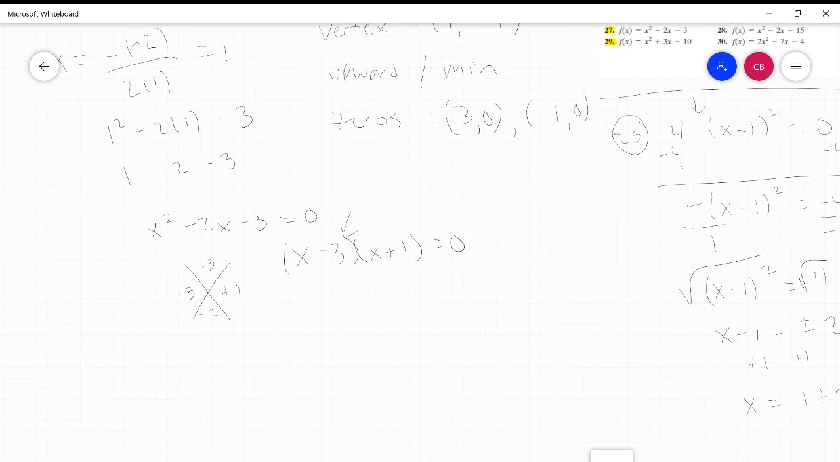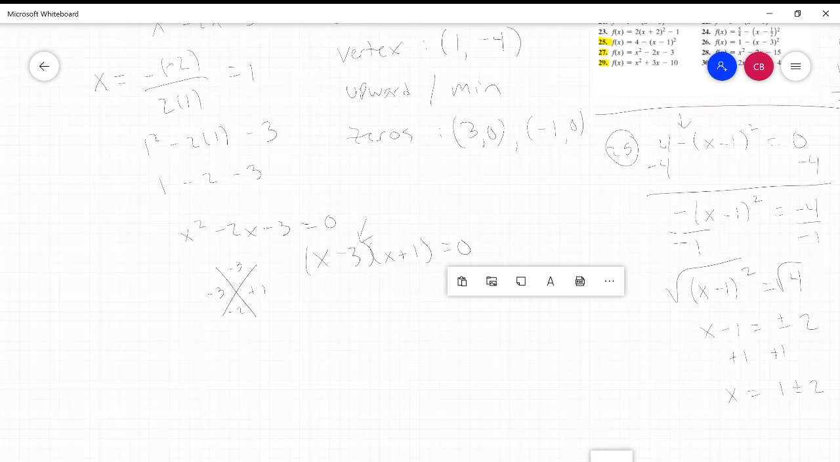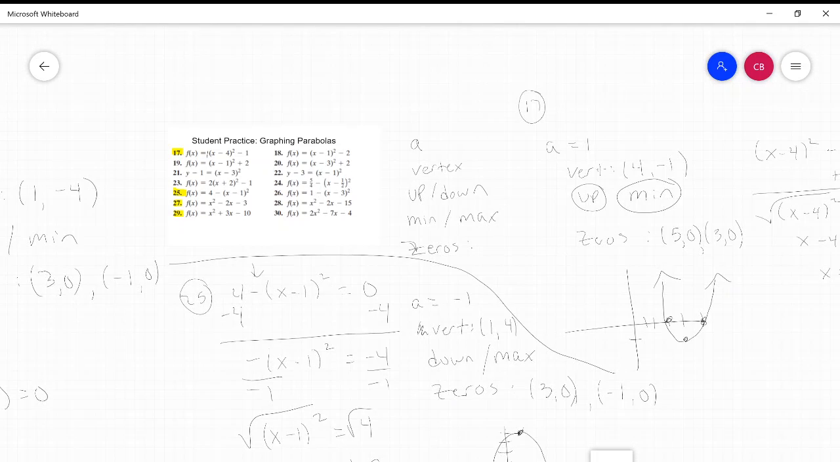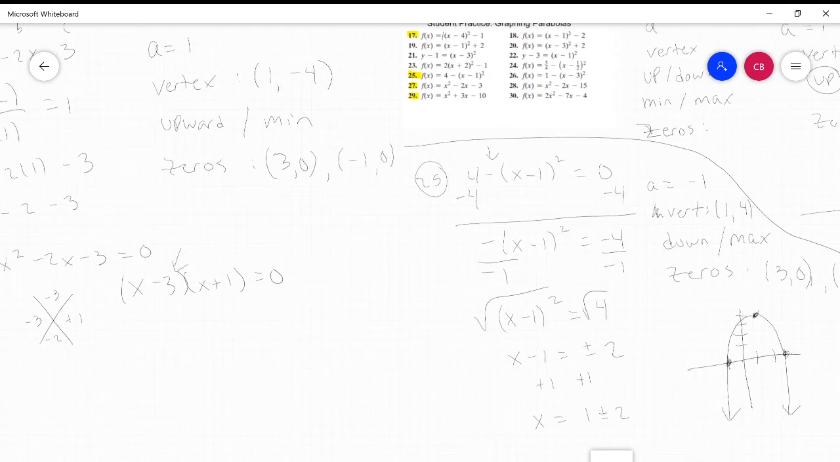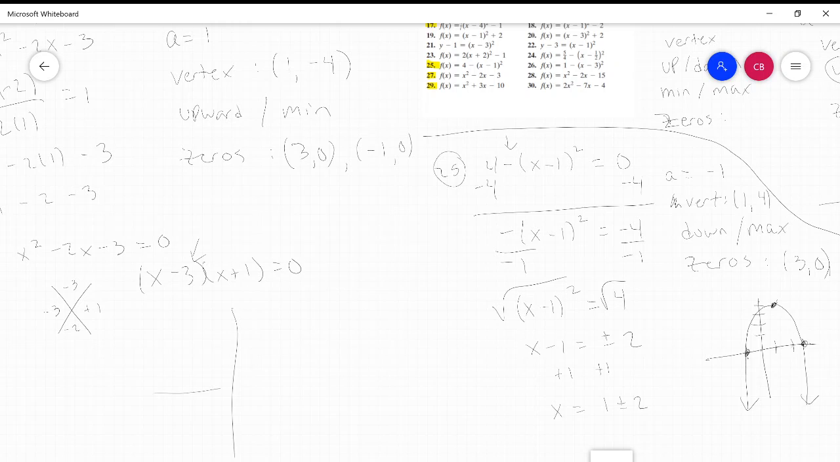So we put all this together. We have the following: 1, negative 4. That's going to be 1, 2, 3, 4. 3, 0 is here. Negative 1, 0 is there. Same kind of graph as the last one, only it's upside down. And there you have it.